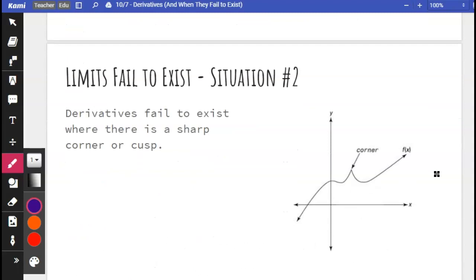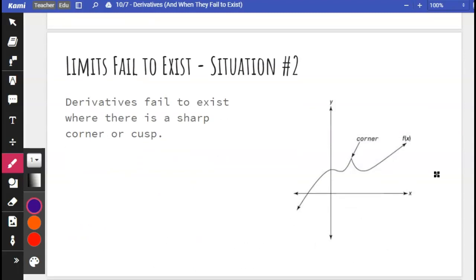Because then that takes us to situation number 2. So derivatives fail to exist when there is a sharp corner, otherwise known as a cusp. We can see in this function, we'll call this point A, I know the function's continuous because the limit as x approaches A from the left of this function is equal to the limit as x approaches A from the right of this function. So therefore, we are continuous.